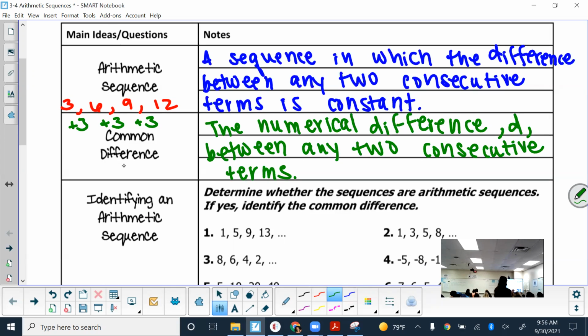-3. All right, so that should be an easy question on your test, and it is on your topic test, is what is the common difference between these two terms? All right, if it was that example, it'd be D equals 3.